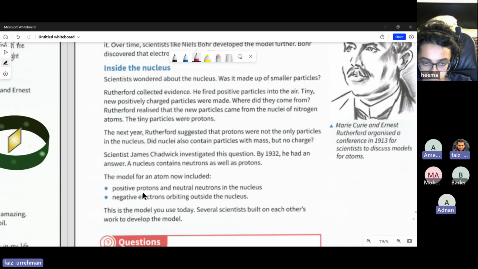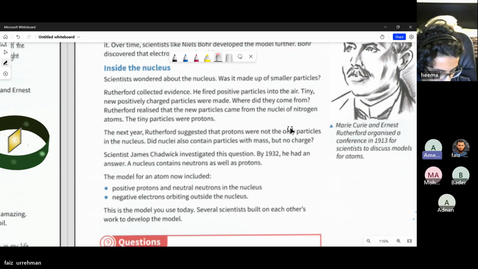Yes. So this is the model you use today. Several scientists build on each other's work to develop the model. If you are asked who discovered the neutron, it's James Chadwick. Let me check. Let me write it. Yes, James Chadwick for neutron and proton, Rutherford and Thomson for electron.